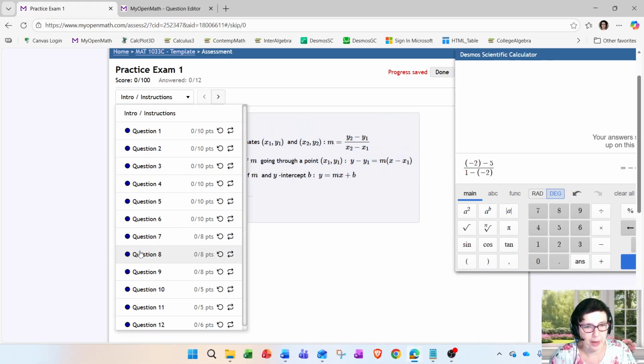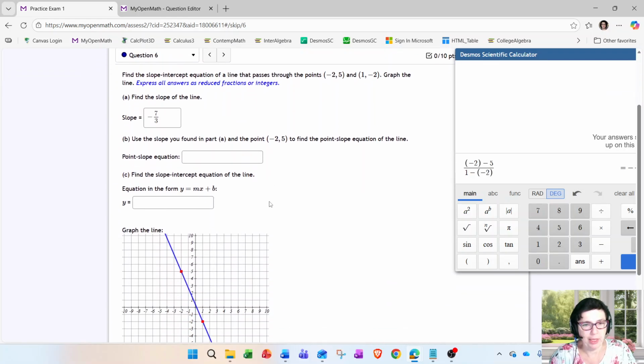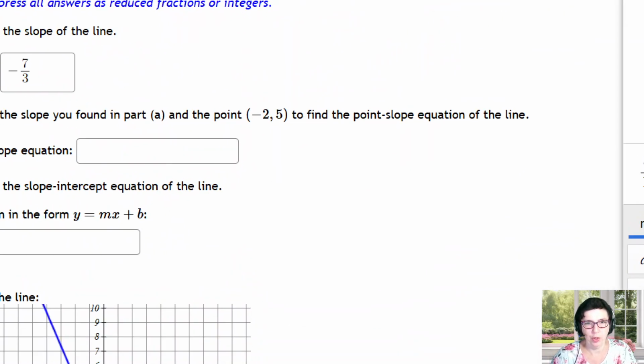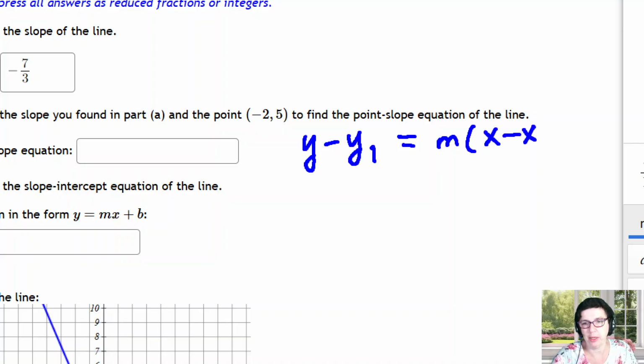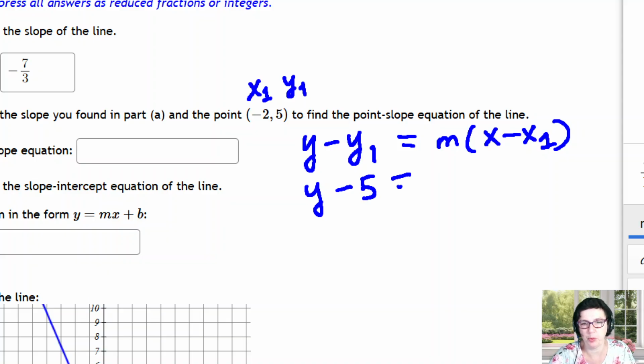Okay, let's go back to this page and let's see if we can replace. So we're going to go y minus y1 equals slope times x minus x1. So what's what here? We were asked to use the point negative 2, 5. So this is x1. This is y1. So let's replace. So y minus, instead of y1, we're going to put 5. It's not negative. I don't need parentheses.